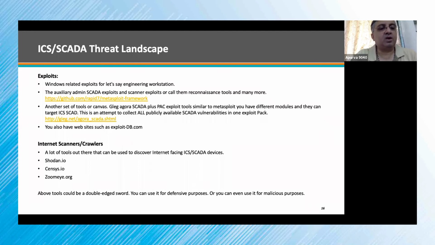So if you go to shodan.io or census.io and you type a model number of a SCADA system, it will show you all the vulnerabilities available, or what are the systems which are online, whether you can peek into it or not, all those things. So these tools are a kind of double-edged sword. Why am I saying that?